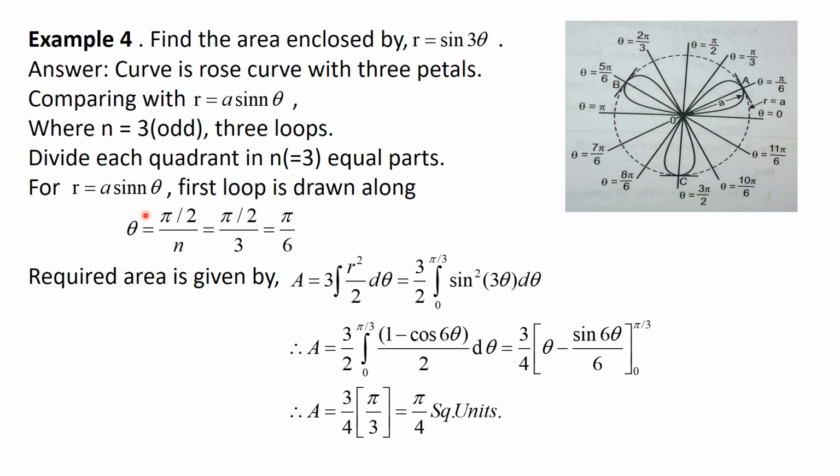For sin theta, the first loop is drawn along theta equal to pi by 2n. So theta equal to pi by 2n, where n equal to 3 gives theta equal to pi by 6, as we are considering the first loop. So the first loop for sin theta is along theta equal to pi by 6. Now look at the limits for the given function. If we calculate the area for the first loop, the same area exists for the second and third as well. Hence we calculate the value for the first only, and then multiply the value by 3.